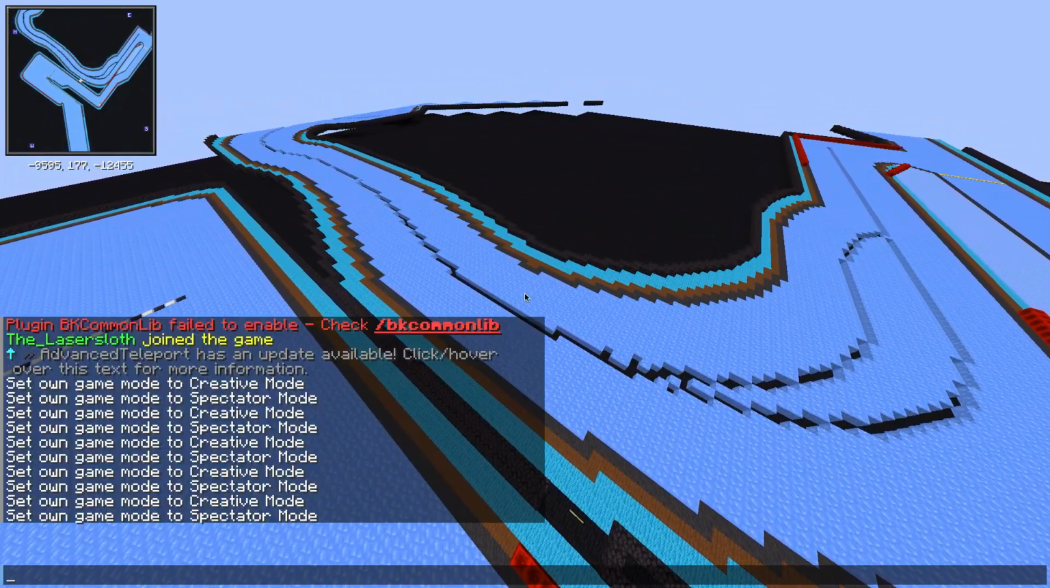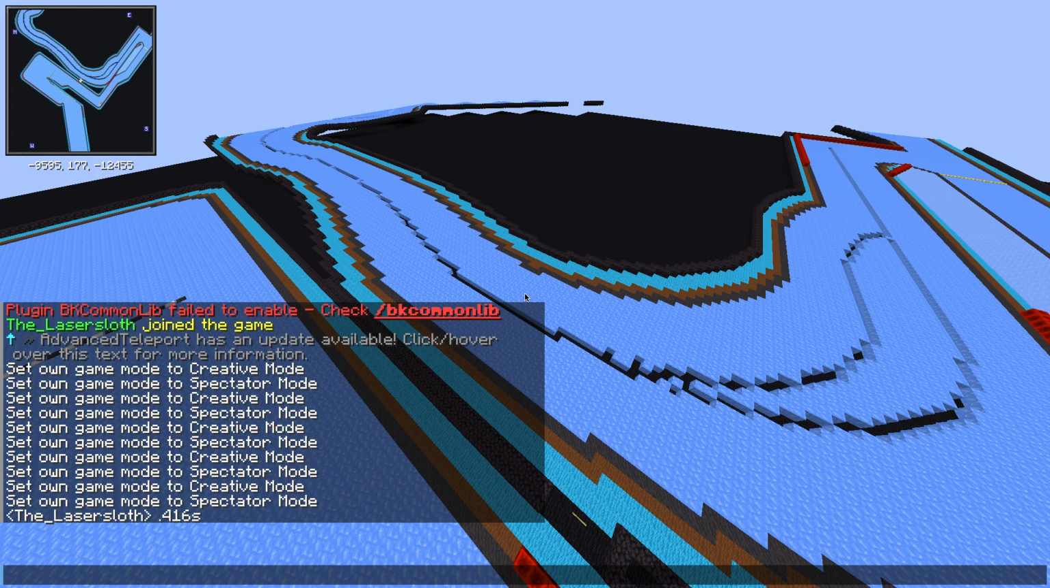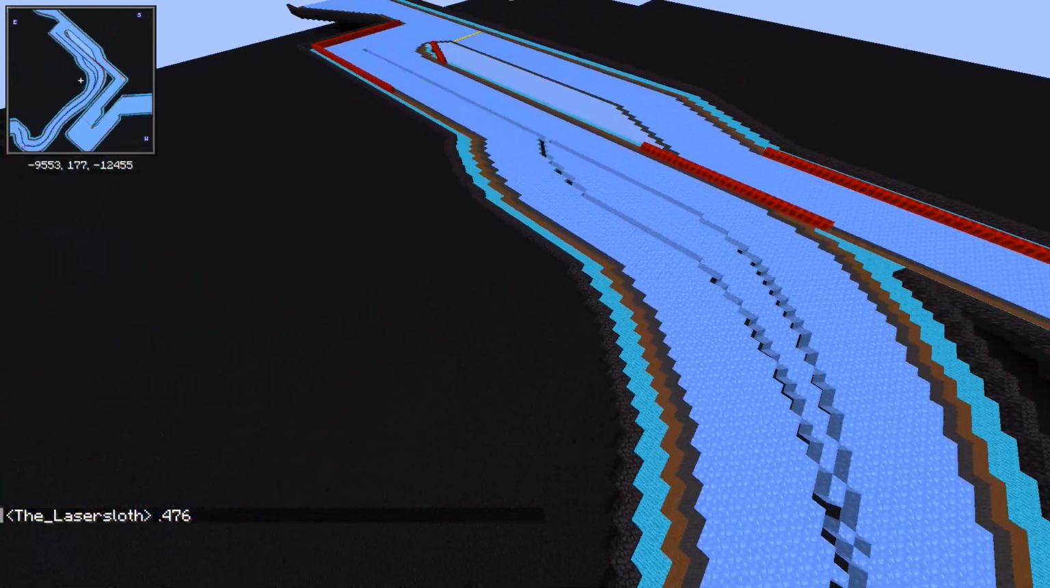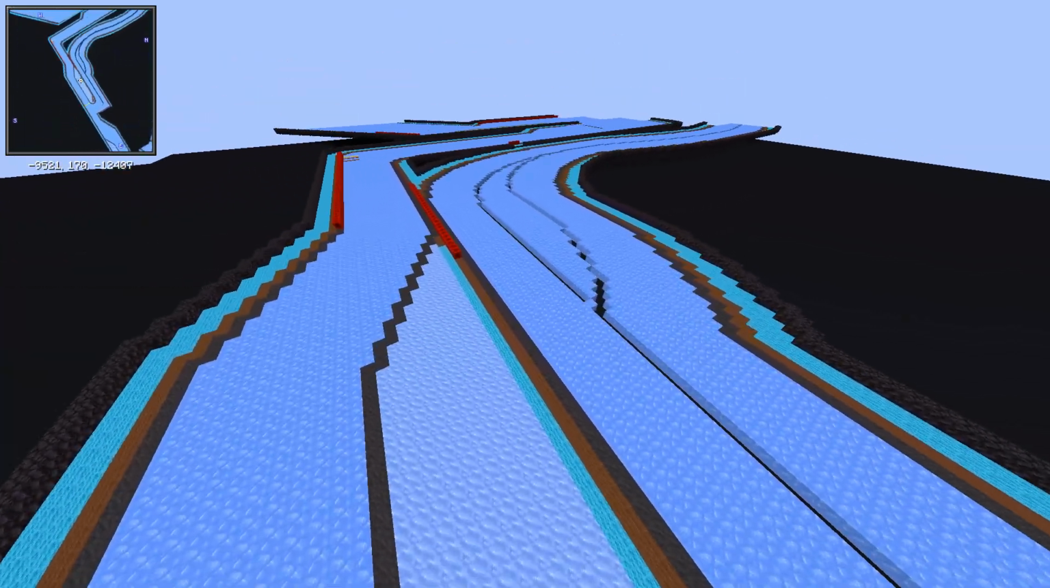Alright, 23 divided by 60, or we can do 25 divided by 60. That's 0.416 seconds. 0.238 times 2 is 0.476. So, I don't know. That's not close enough to seriously think there's an exact correlation between the two of them. But also, my ping could have been different at the time of recording.